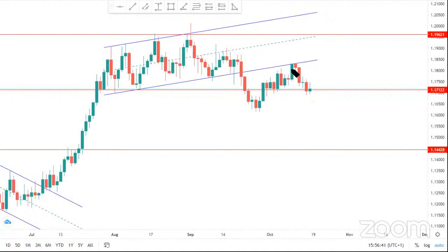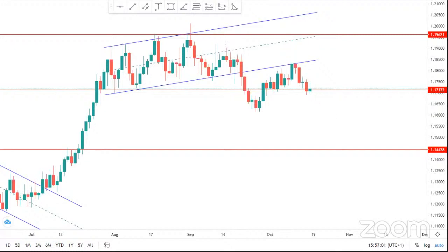For the fact that this dynamic support right here is now acting as a new dynamic resistance level, a dynamic structure right here. And there is a lower high swing right here, and then a lower high swing right here. So at this moment, there's a lot of bearish setup, which is in the interest of the bears to continue this bearish downward trend.